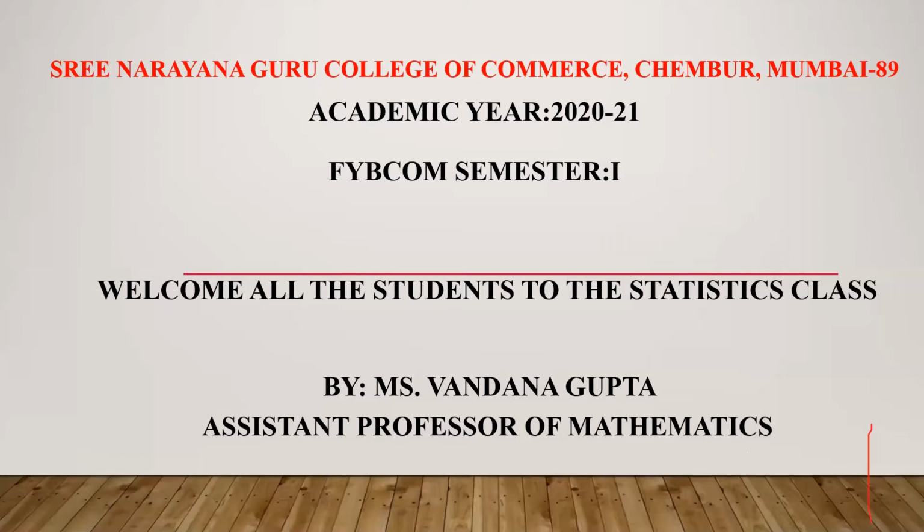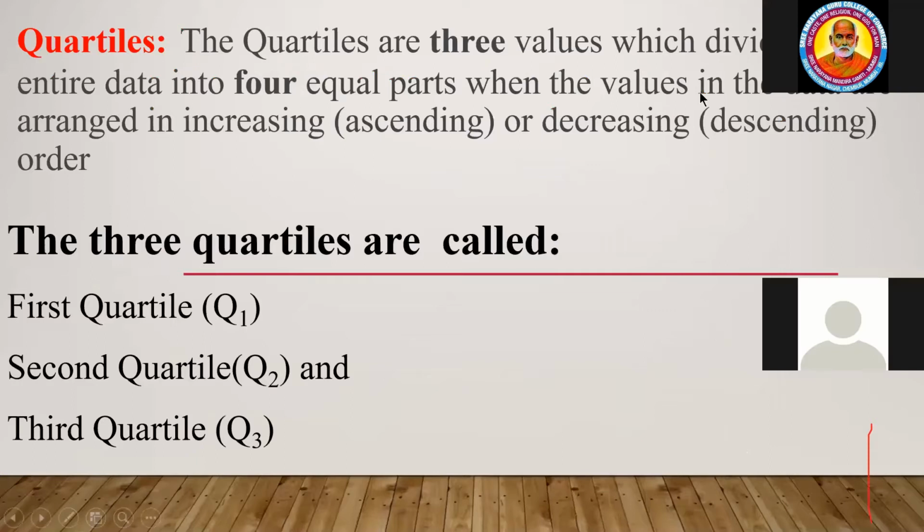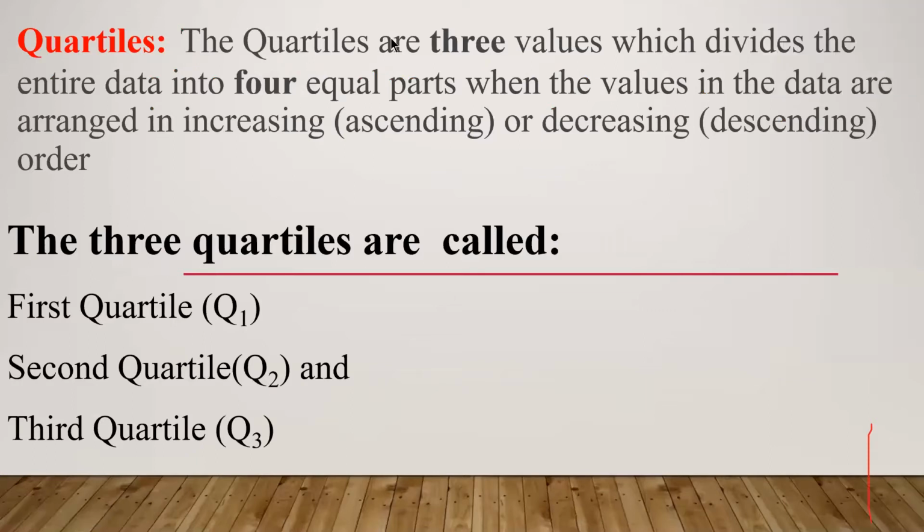Okay. So we started with quartiles. What are quartiles? Quartiles are the values which divide the data into 4 equal parts when the values are arranged in increasing order. To divide the data into 4 equal parts, we need 3 points, right? So these 3 points are called the 3 quartiles.